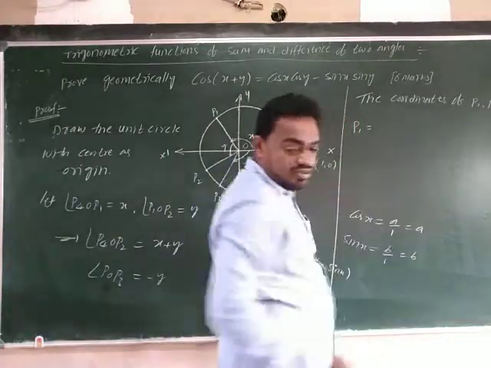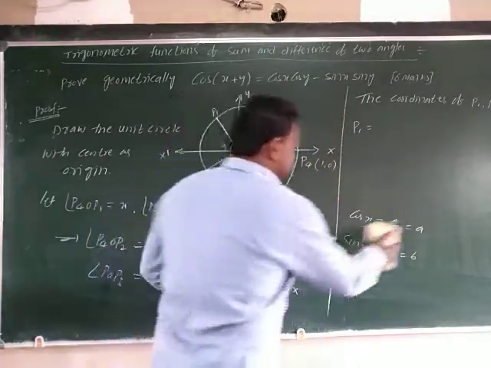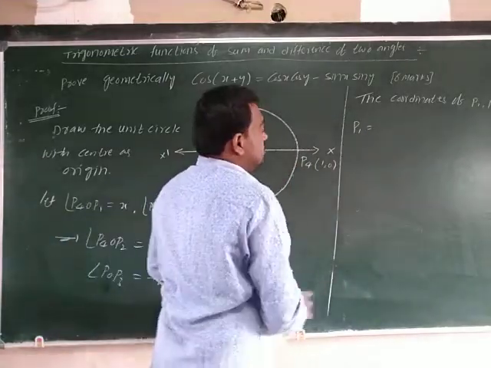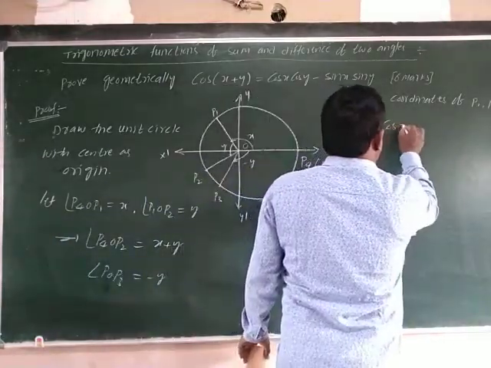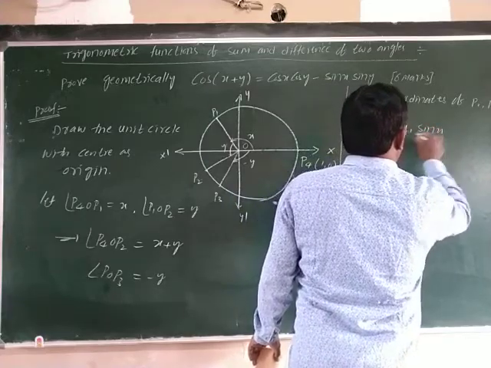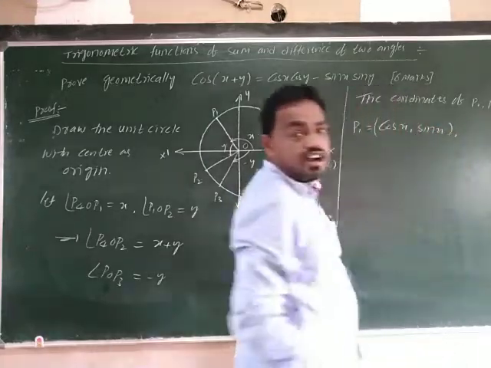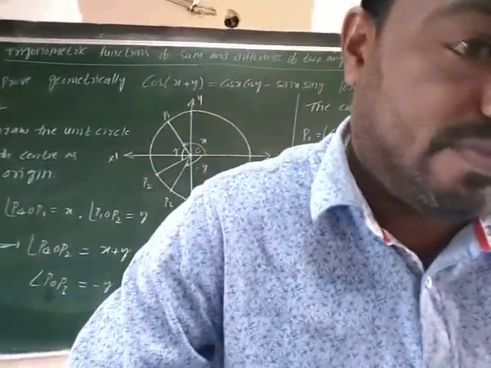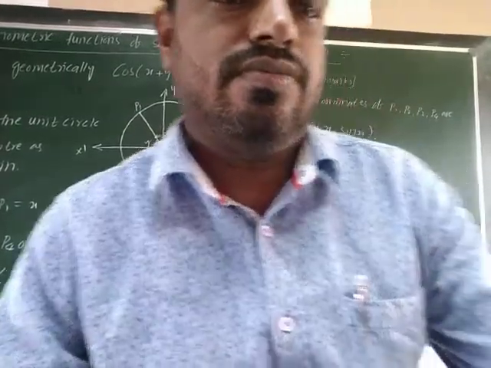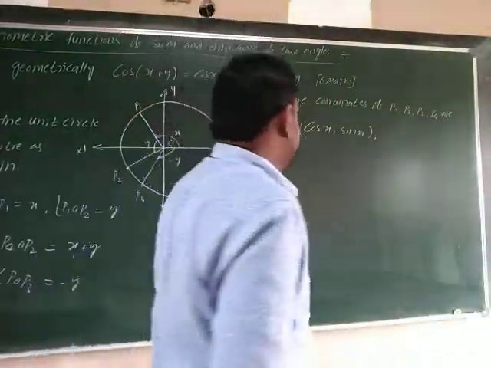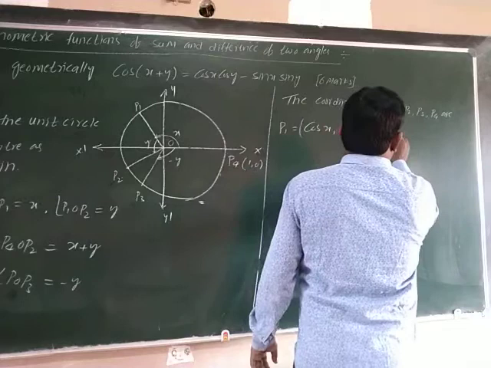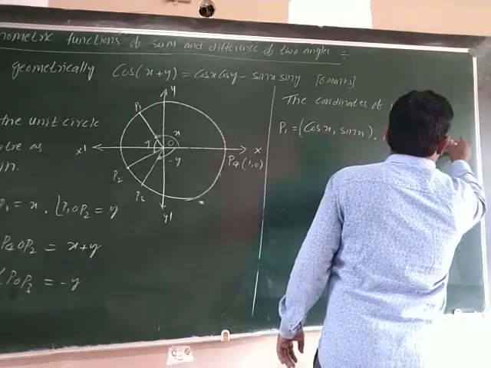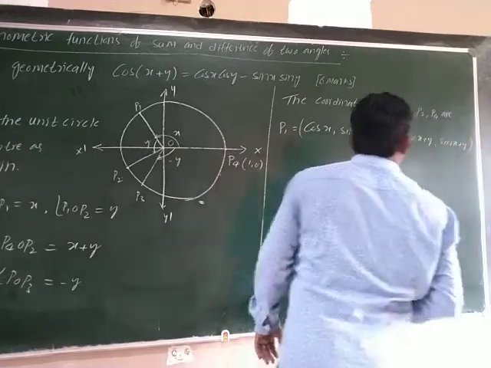So P1 is equal to cos x comma sin x. Next, P2 is equal to cos of x plus y comma sin of x plus y.